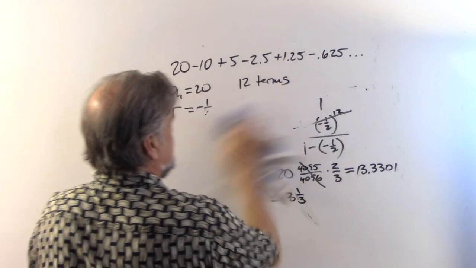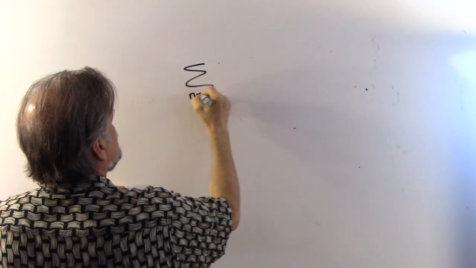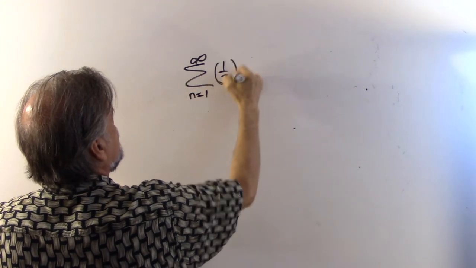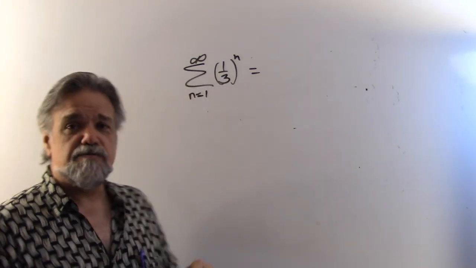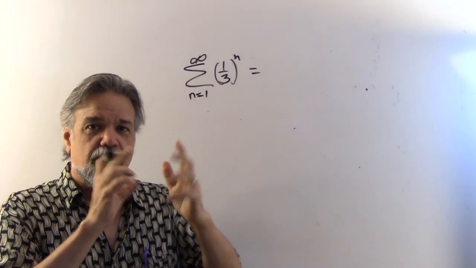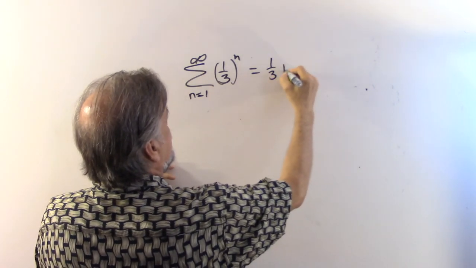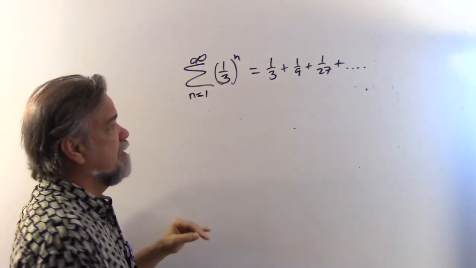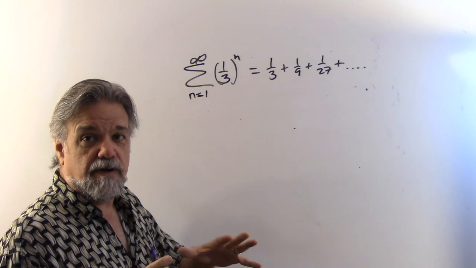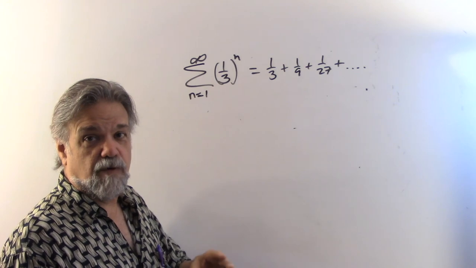Okay, first example is, I want to know, what is the sum as n goes from 1 to infinity of 1/3 to the nth power? What is that? Okay, so here's what I recommend. When you get something like this, start writing out the first couple of terms. So this is going to be 1/3 plus 1/9 plus 1/27 plus etc. Okay, now figure out what's A1 and what's R. In this case, both A1 and R are 1/3.